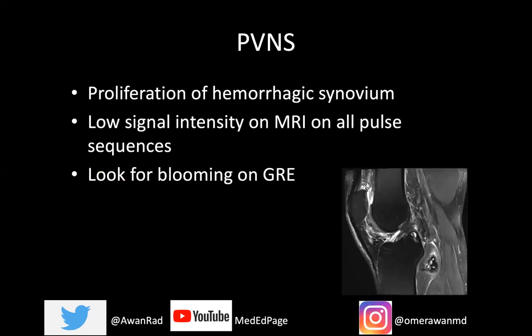So look for dark deposits on both T1 and T2. On gradient, they will bloom, meaning they'll get even darker on gradient echo imaging. Okay, nice example of what tenosynovial giant cell tumor or PVNS will look like. This is proliferation of blood or hemorrhage within the synovium.